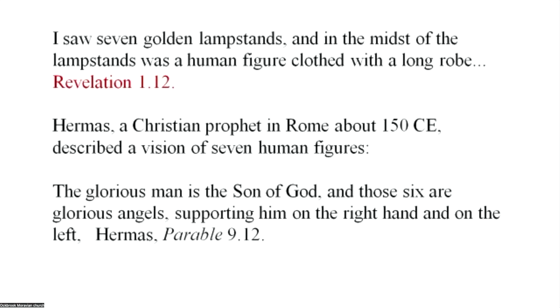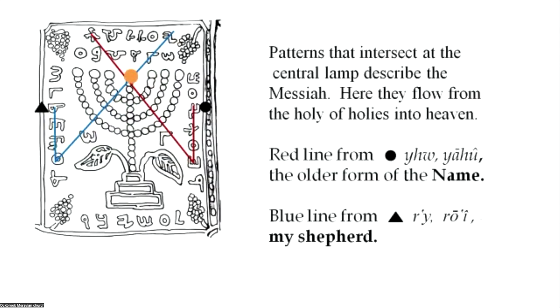So we have the separating, and then we have the holding together. And then we've had the 7 golden lampstands before, and we've had Hermas before, the glorious man, the Son of God, in the center of the 6 glorious angels. Now, patterns that intersect at the central lamp, and this will be very important when we're looking at the mother of the Messiah, because many of her titles intersect at that central lamp.